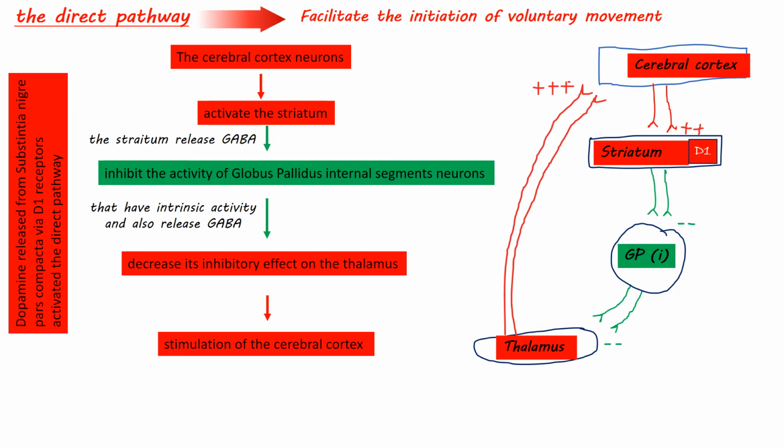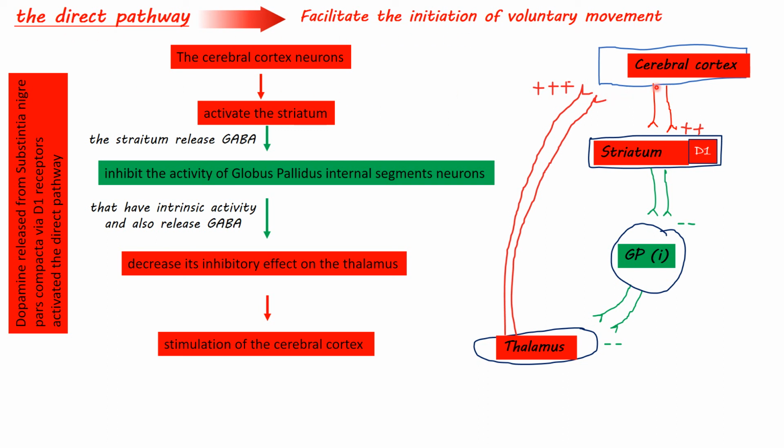Now we are going to look at the major pathways involved in the function of the basal ganglia, which is either the initiation of voluntary movement or the inhibition of unwanted movement. The first pathway is the direct pathway. The direct pathway facilitates the initiation of voluntary movement. One of the actions of the basal ganglia in the regulation of voluntary movement is mediated through the direct pathway.